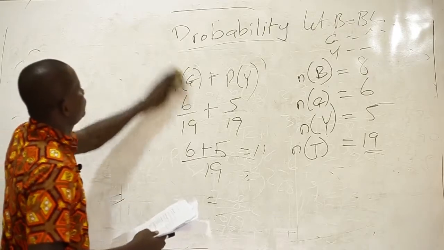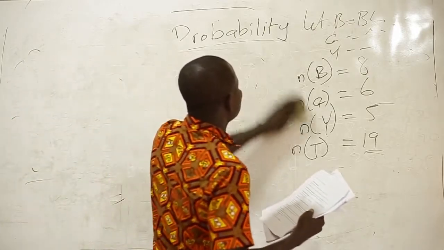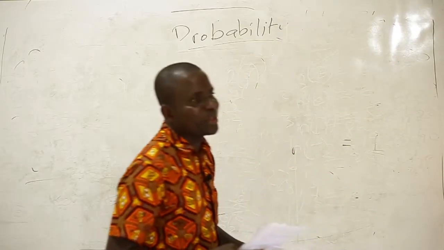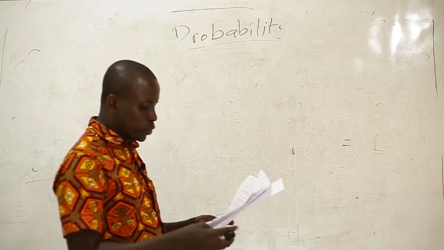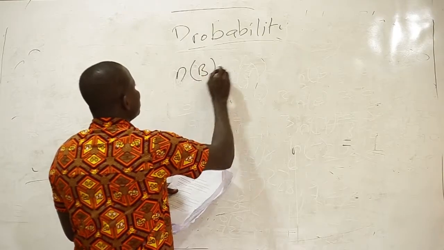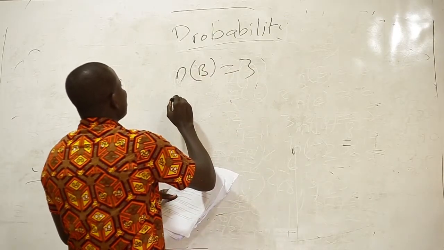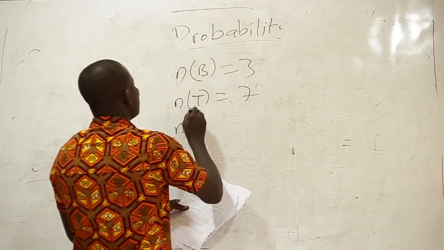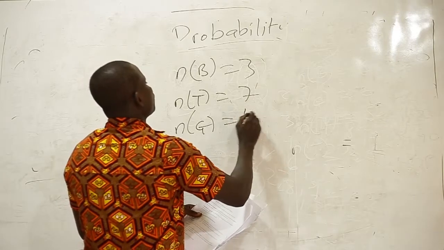Problem 2. Let's see what that one reads. I think in probability we have a long way to go. We are solving about 19 or 20. So at a certain point in time, some of them I may leave for you to go and try your hands on. He said that out of 7 students in a class, there are 3 boys. Out of 7 students in a class, it means over here, problem 2, N B is equal to 3. Then N total is 7. So the rest will be, of course, 4.